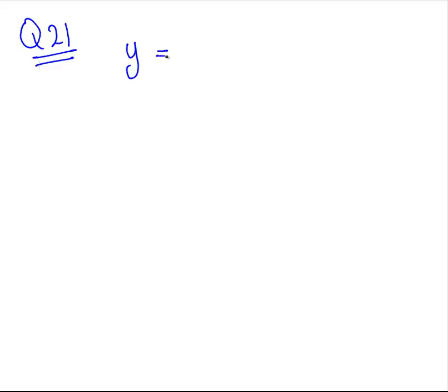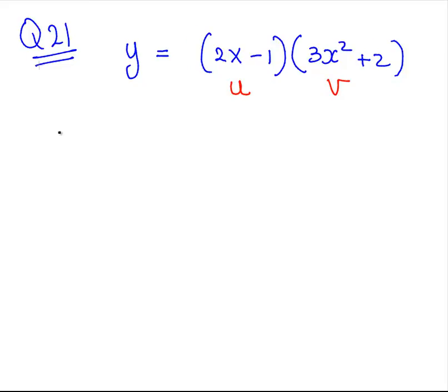Y, and again I'm just changing notation here to emphasize that I can use both. 3x squared plus 2. So what we're going to do here is let u equal that and v equal that. Let's get the derivative of u. du/dx is equal to 2. That's 2 times the derivative of x, which is 1, so 2 times 1 is 2. The constant term there is 1, so 2 minus 0. So it's just 2.